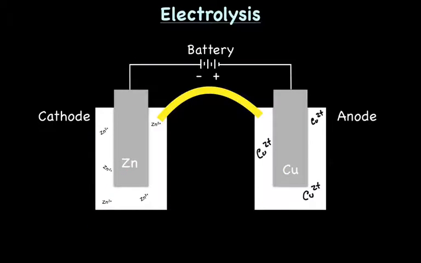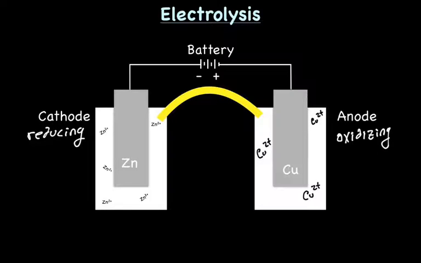Okay, now let's compare voltaic cells with electrolysis. So in this case, we have the anode or the oxidizing end on the copper side and the cathode on the zinc side. Let me jot that down, this is the oxidizing side now. And this is the reducing side.